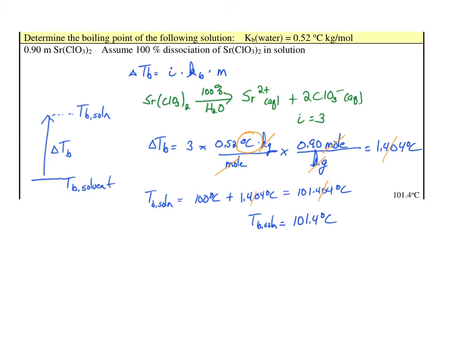We can justify just 2 sig figs in our delta Tb, so that results in a final answer of 101.4 degrees C for the boiling point of our solution.